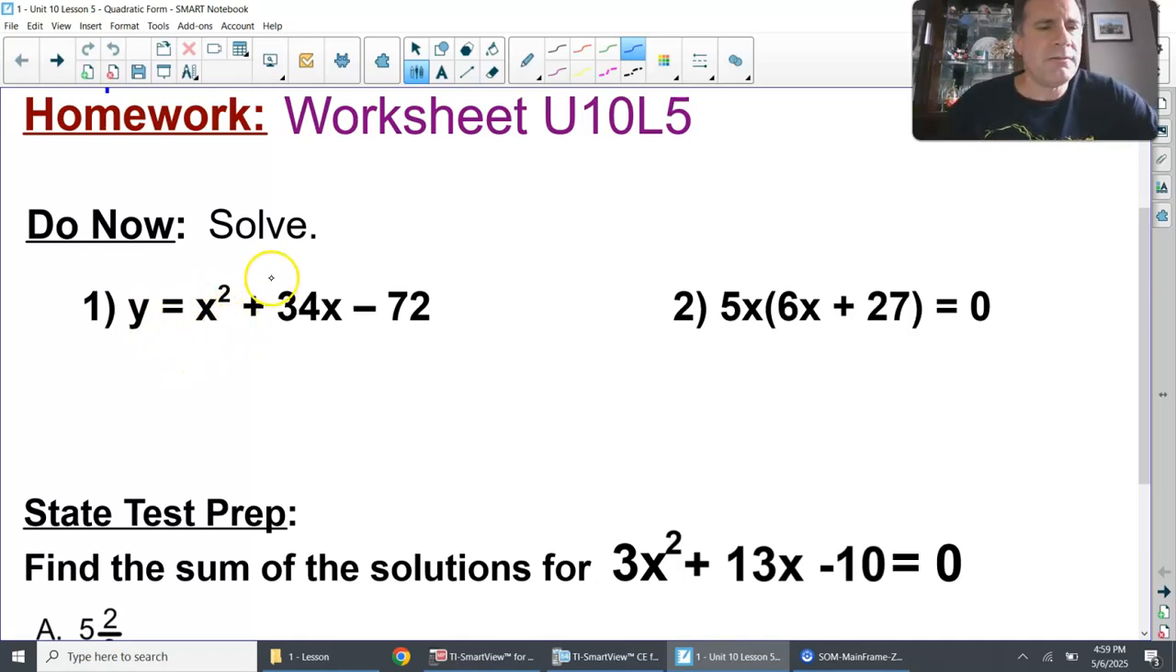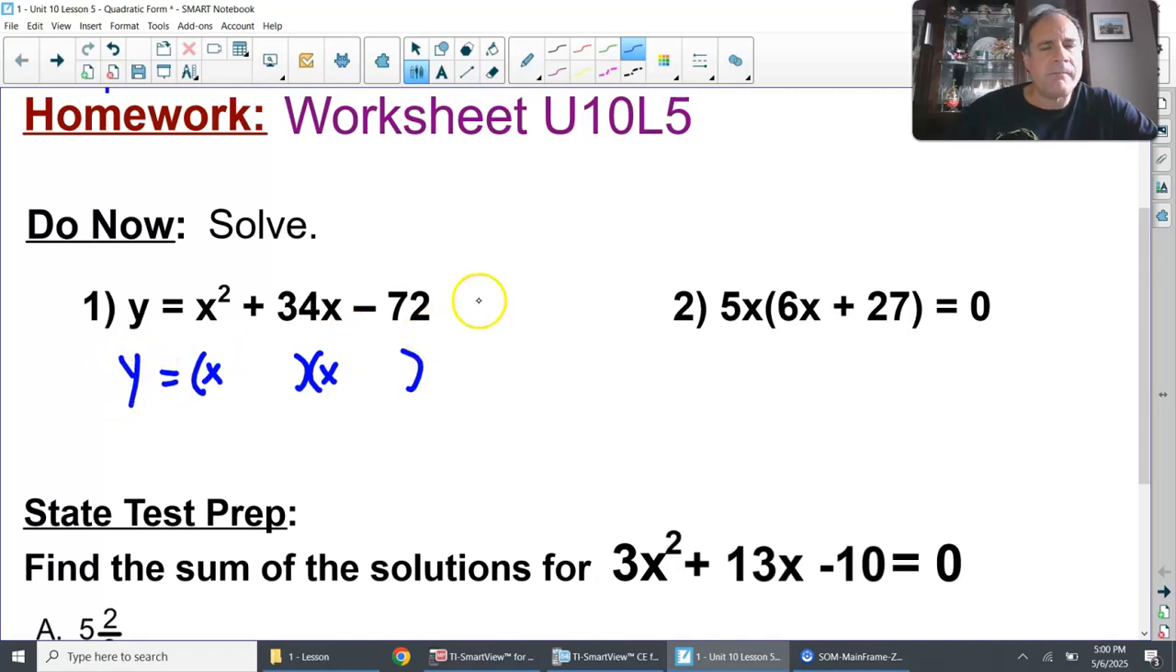First, we're going to solve the do now for the roots, and again, y equals x squared plus 34x minus 72. Remember, this is a trinomial. A trinomial factors into two binomials. And let's see if we could do that. So we're just going to go ahead and put two sets of parentheses down. This whole thing is equal to y.